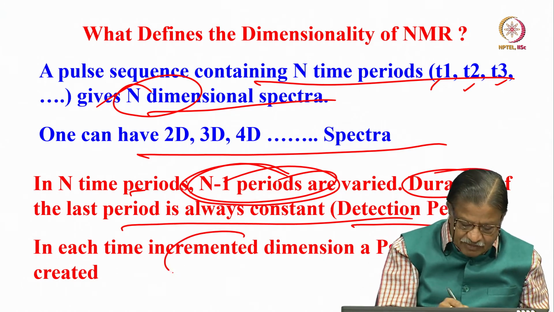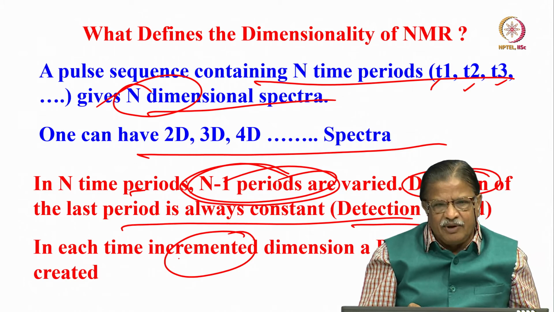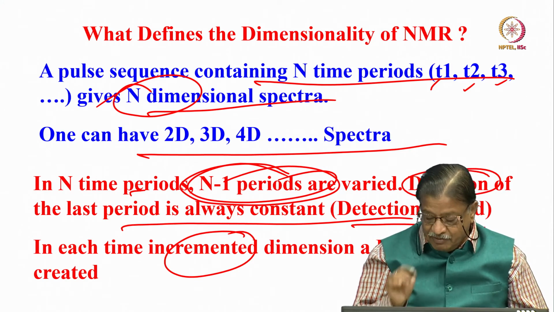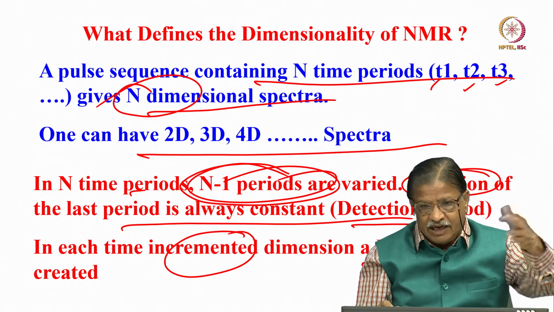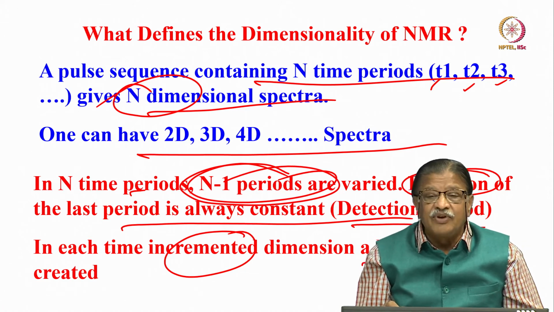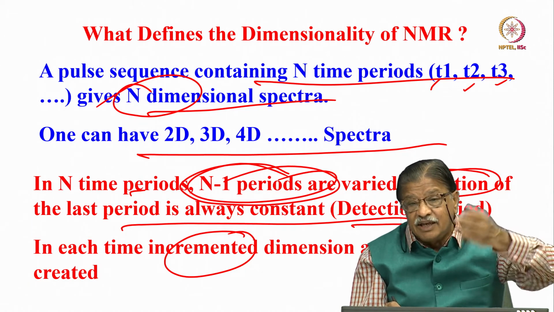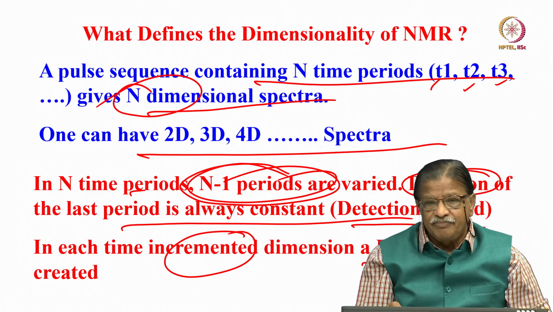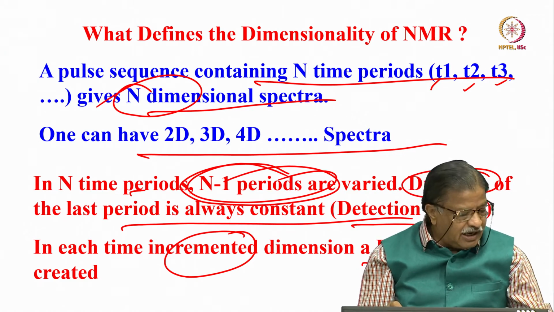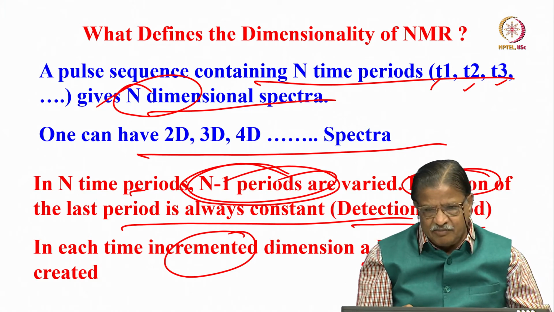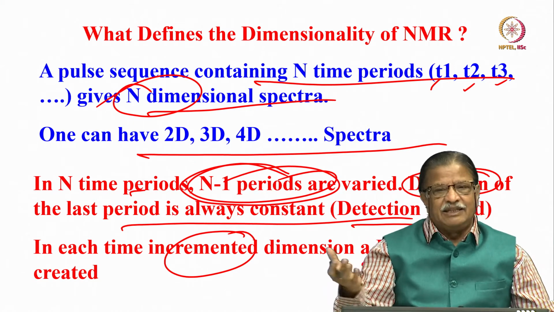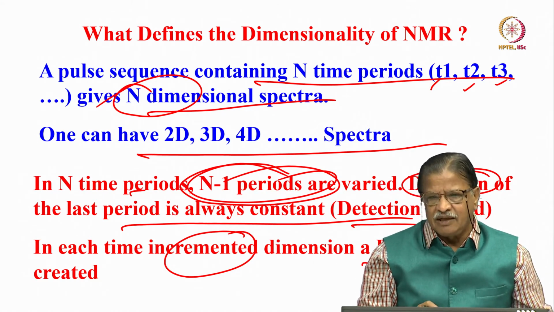In each time increment, the time is incremented in the other dimension, and you create pseudo FIDs like we observed in the 2D. In each of them you increment T1 and create pseudo FIDs, and you do that many Fourier transformations of the time domain signal, and you get that many frequency domain spectra.